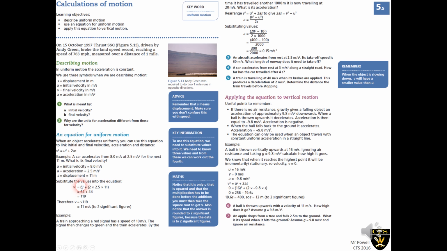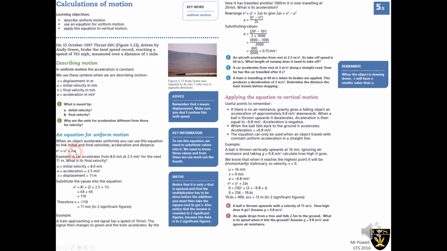We substitute the numbers in: the 8 squared, plus 2 times the acceleration times the distance or displacement, 11 meters. We add the two together, and we get 119, but that's v squared, so I've got to then root it, and then I quote it to two significant figures because everything in the question had two significant figures. So that's the most simple example, and like I said, you're given the formula on the formula sheet, you just have to rearrange or apply it.